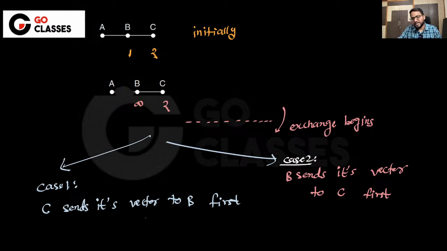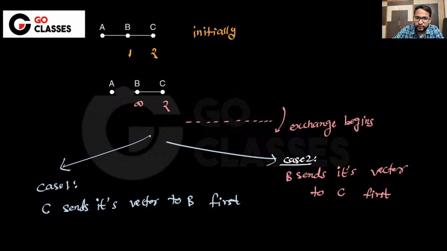If it is happening simultaneously, then these two cases are actually covering the possibility. I will tell you how. But what if it is not happening simultaneously? Suppose C is advertising to B, saying its distance is 2. Let's just see what will happen. Even if it is simultaneous, it does not matter. So let's see case one.